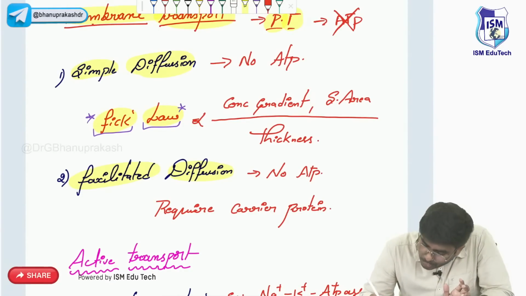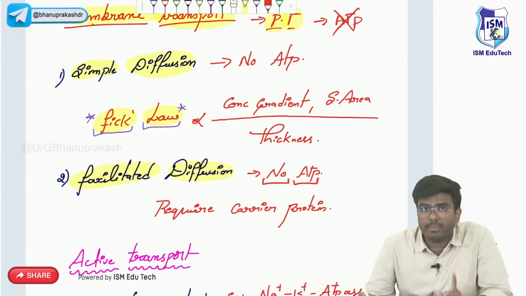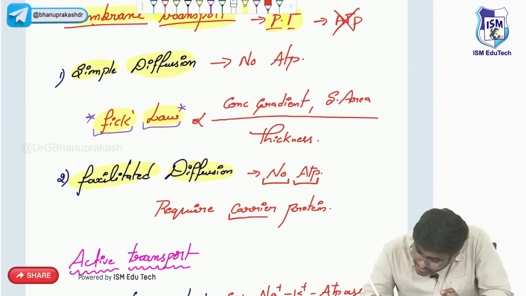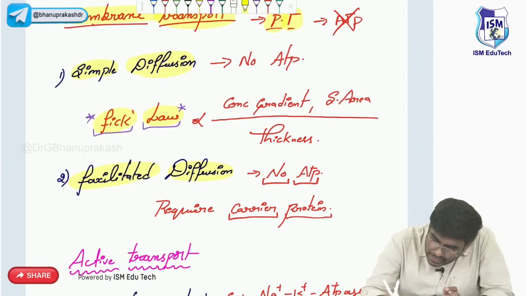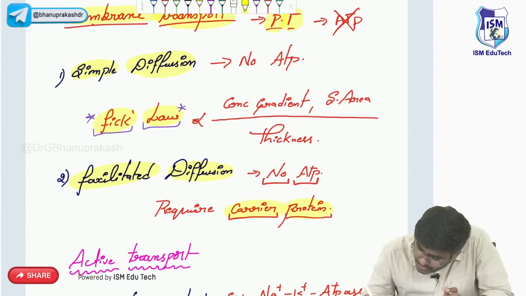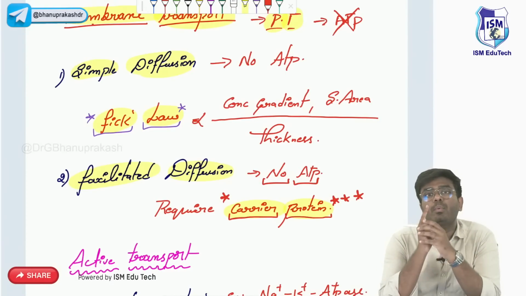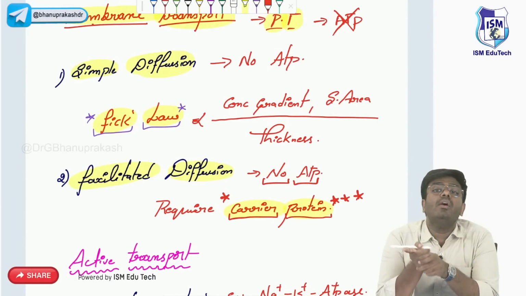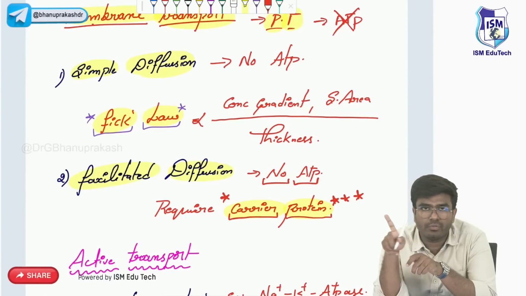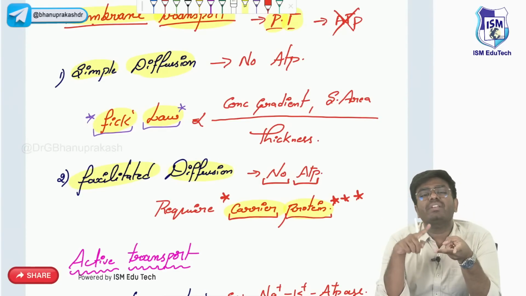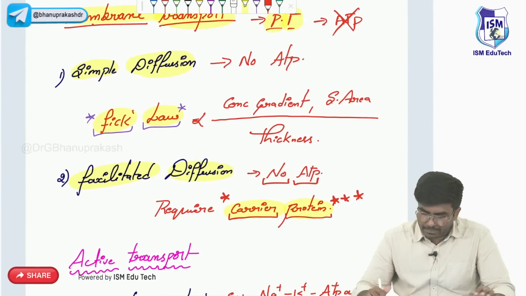Next MCQ which I want you to know is, in facilitated diffusion, actually you need no ATP, but you need something called a carrier protein. This is the MCQ: carrier proteins are used in which type of diffusion? Carrier proteins are used in facilitated diffusion, not simple diffusion. In both simple diffusion as well as facilitated diffusion, there is no need of any ATP.